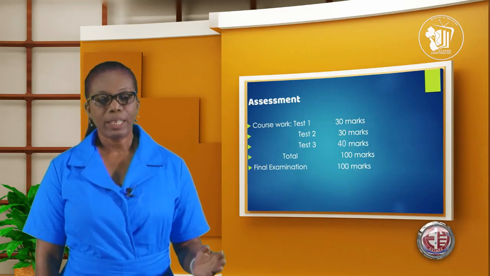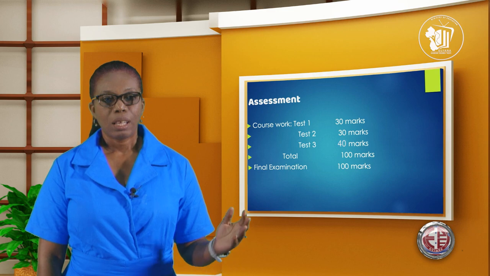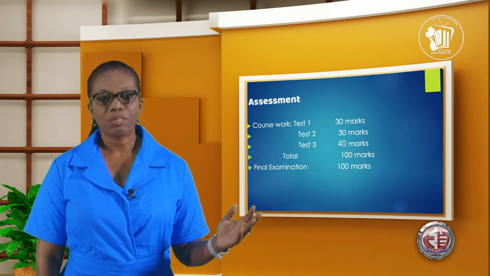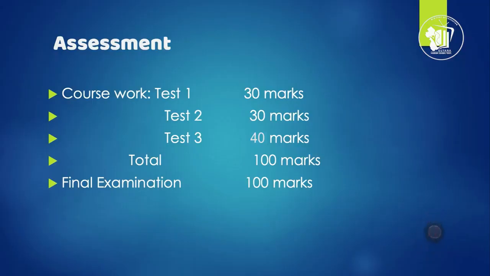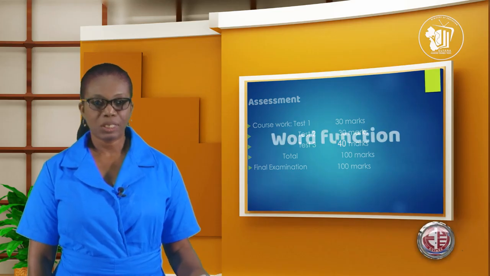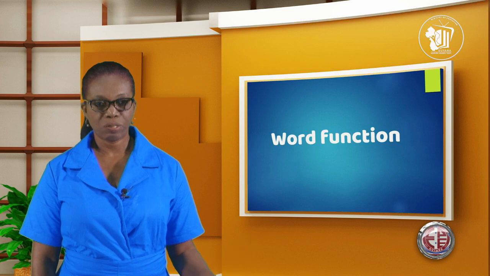The assessment in EP1. For the coursework, we have 3 pieces of assessment, and those are totaled to 100 marks. For the final examination, it's a written piece, and that covers 100 marks. Our topic for the discussion today is word function.